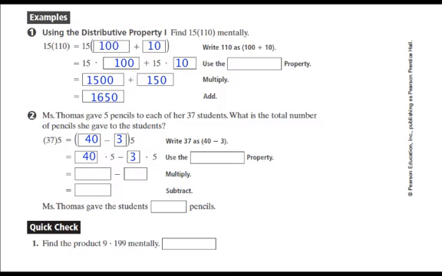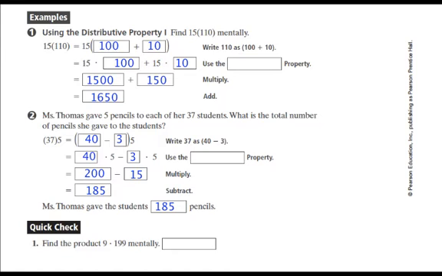So we get 200 minus 15. 200 minus 15 is 185. So Miss Thomas gave the students 185 pencils. Try the quick check problem on your own.